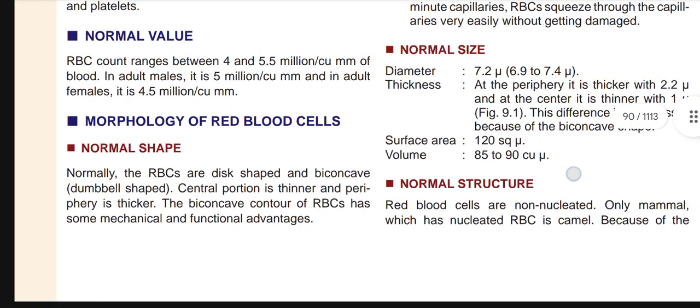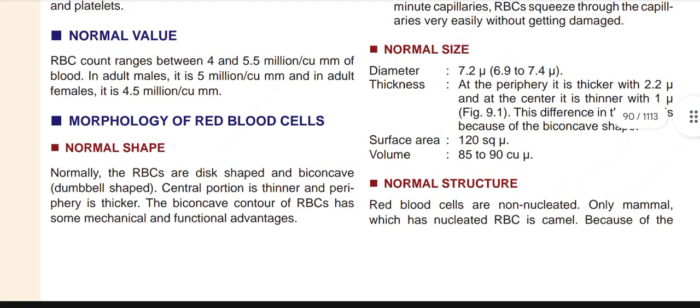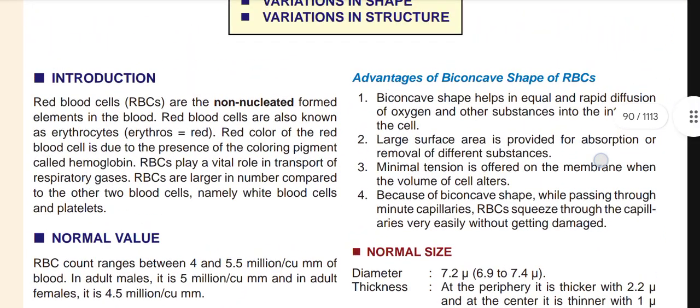Now, morphology of red blood cells. What is the normal shape of the RBC? The RBC is dumbbell shaped or biconcave shaped. The central portion is generally thinner and the peripheral portion is thicker. The biconcave shape of RBC has some mechanical and functional advantages. What are those advantages?